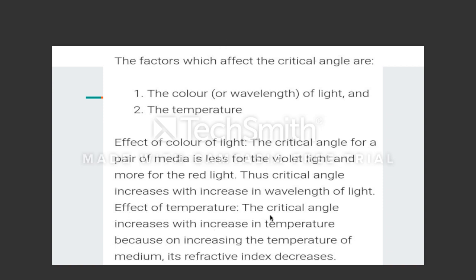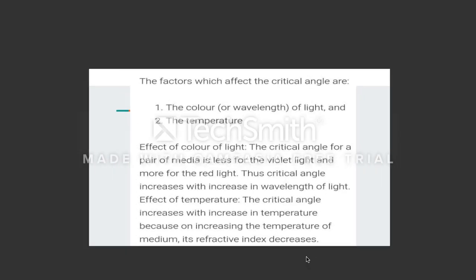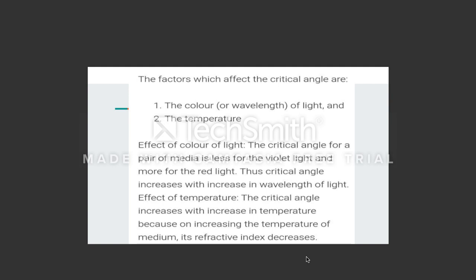Let's see. The critical angle increases with increase in temperature. Okay, how are the two related with each other? Temperature and critical angle. The critical angle increases with increase in temperature. Yes, students, if one increases, the other increases. They are directly proportional to each other. The critical angle increases with increase in temperature because on increasing the temperature of medium, the refractive index decreases. So this is actually an important point. Must be written as it is in your register in the form of notes.